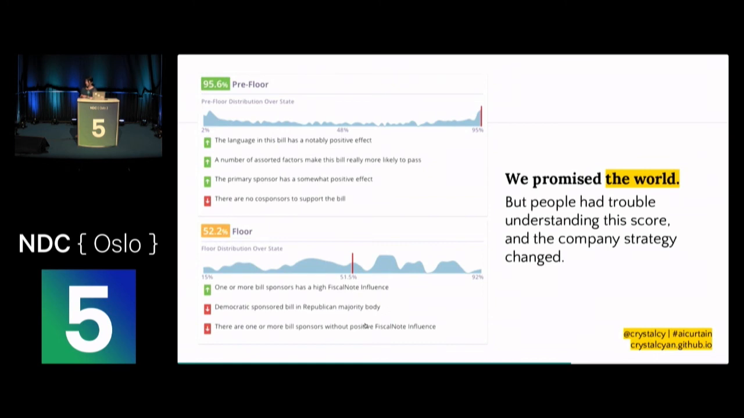yes or no. One thing that people had a lot of trouble with in this particular design, which was not designed by a designer, it was designed by some very early engineers and data scientists at the company, was this distribution score chart, this area graph that you see here. That was something that an early data scientist insisted on because they wanted to convey that a 95% in one state means something different from a 95% in another state, because some states might just have more bills that are likely to get to the floor.